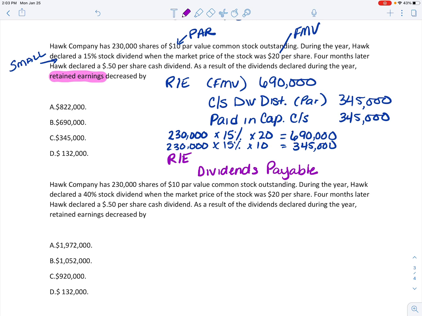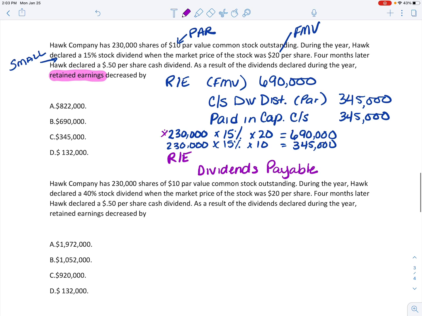Your cash dividend is how much they pay. But now remember, we have more shares. This is the number of shares we have. So I'm going to take that $230,000. I'm going to pay all of those shares. So I'm going to times this by 1.15, because that's going to tell me how many shares I have outstanding 4 months later when I'm paying the cash dividend. And I'm going to take that amount and times it by the 50 cents. And the amount you get is 132.